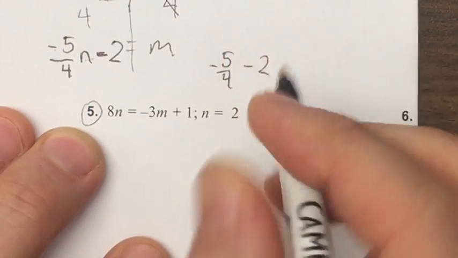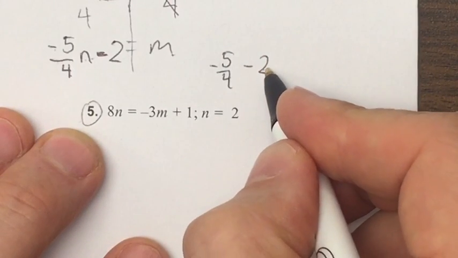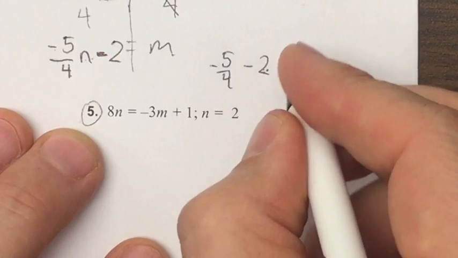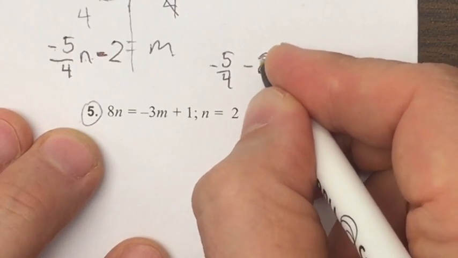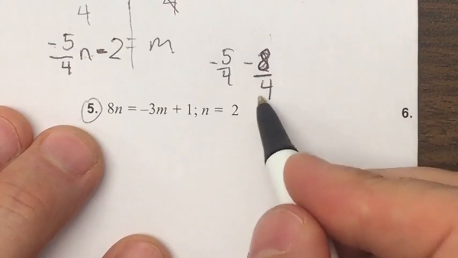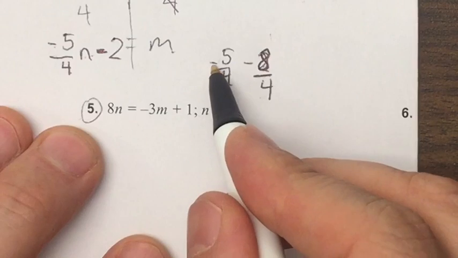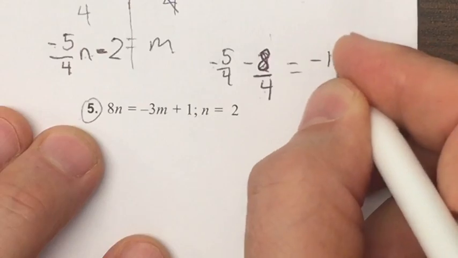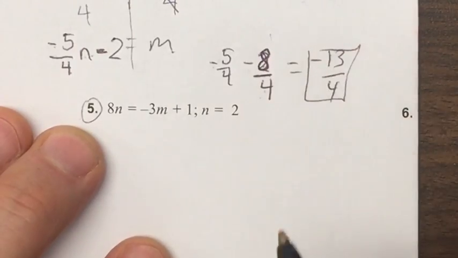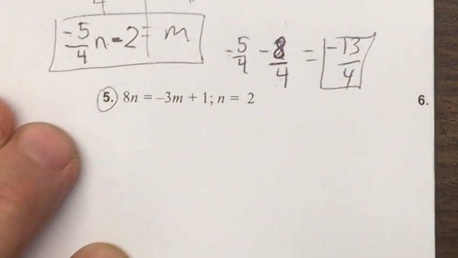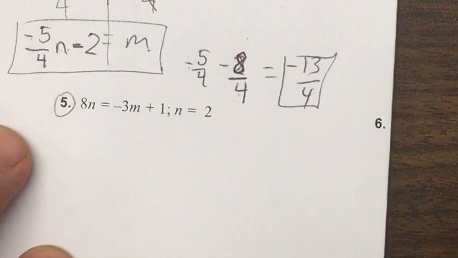And I need to take away 2. Well, I can change 2 into an improper fraction. 2 times 4 is 8. So basically, 2 is the same value as 8 over 4. The reason I know that is 8 divided by 4 gives me 2. So it's basically saying negative 5/4 minus 8/4, and that gives me negative 13/4. So there's one answer, and then here's the equation with m isolated. All right, so that was a little more complicated.